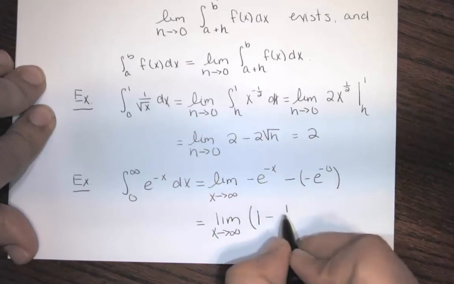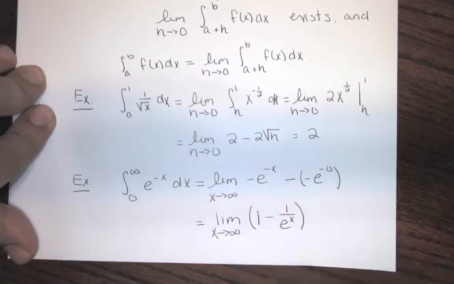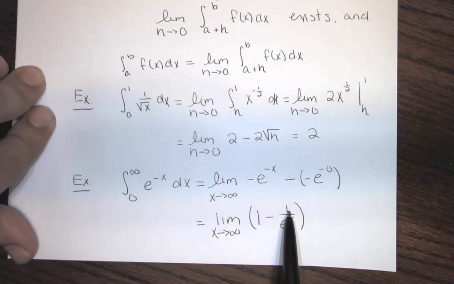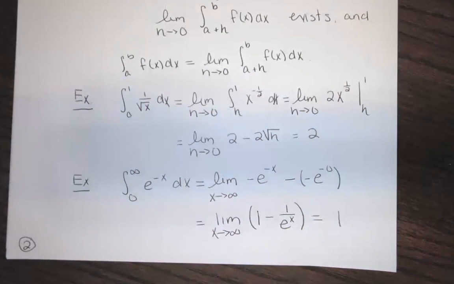Let's write it this way. Of course, e to the x, as x approaches infinity, this denominator approaches infinity as well. It approaches infinity really fast, exponentially fast, you might say, and 1 over it approaches 0. So I get 1. That's all for today.